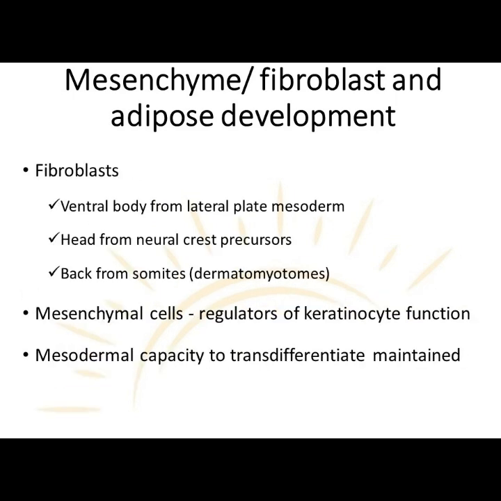Fibroblast development. Regional origins. Ventral body fibroblast from lateral plate mesoderm. Head fibroblast from neural crest precursors. Back skin fibroblast from somites, dermatomyotome. Fibroblasts maintain the ability to transdifferentiate, retaining their mesodermal flexibility.